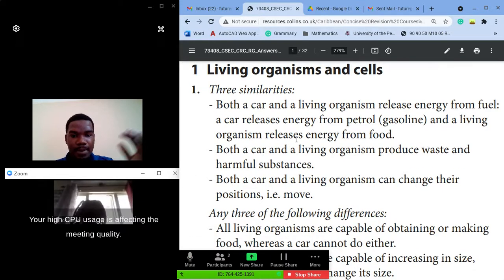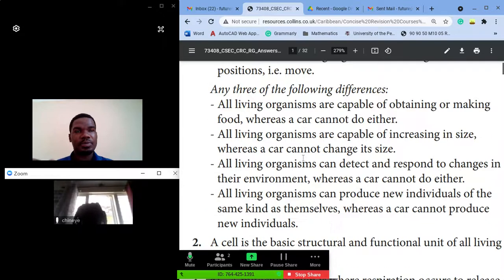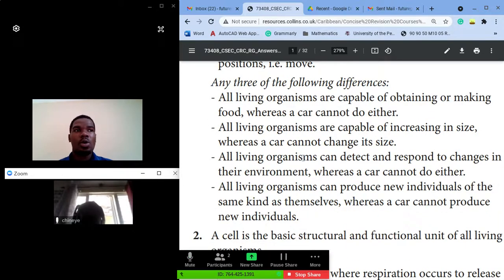Both a car and a living organism produce waste and harmful substances. Let's try to break this down now. In the case of a human, what do we exhale? We inhale oxygen, but we exhale.